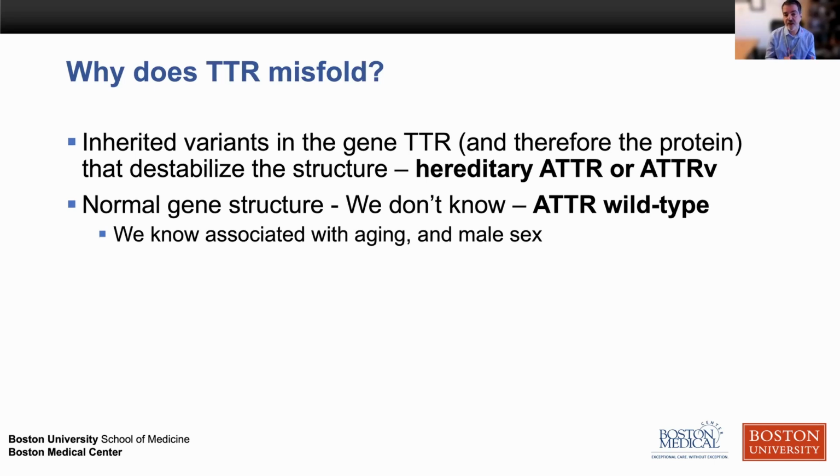Now, ATTR amyloidosis also occurs in the context of no genetic variants, and we call that wild-type ATTR, and we really don't know why this happens. Certainly there are many hypotheses and lots of investigation, including my own lab group. We know that it's associated with aging. We know that it's associated with being male, but we don't really understand fully the mechanisms by which that causes misfolding of ATTR. We do know that in hereditary amyloidosis, the presence of the variant is an important component to that.